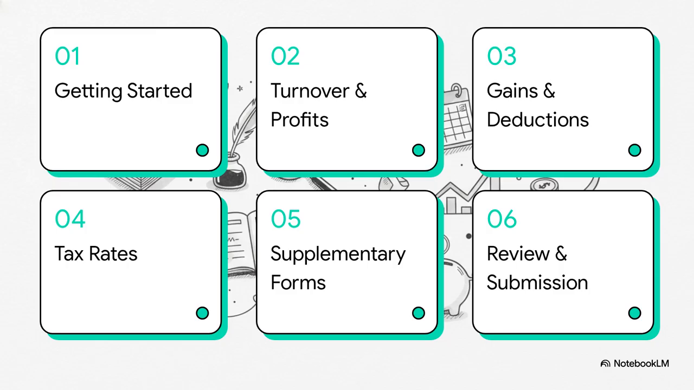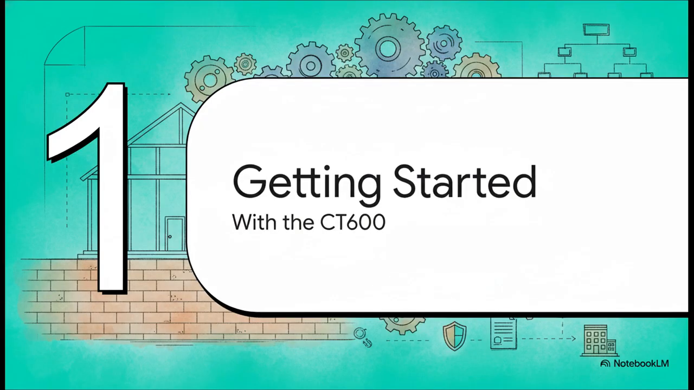We're going to tackle this in 6 clear steps: getting started, reporting turnover and profits, calculating gains and deductions, tax rates, supplementary forms, and finally, your final review and submission. Let's get right into it. Step 1. Getting started with the CT600. Nailing the foundation right here prevents a whole lot of headaches down the line.